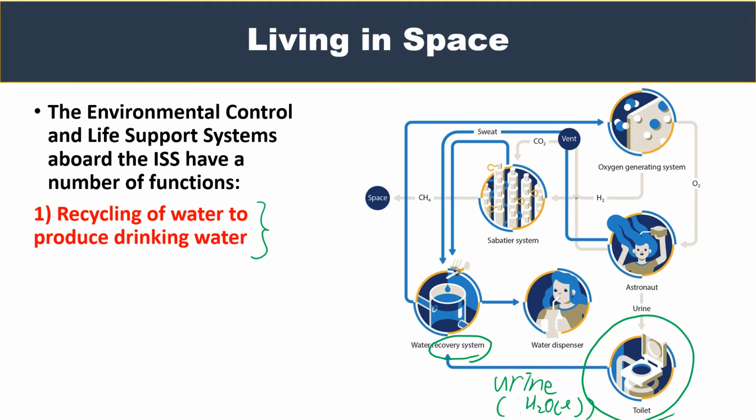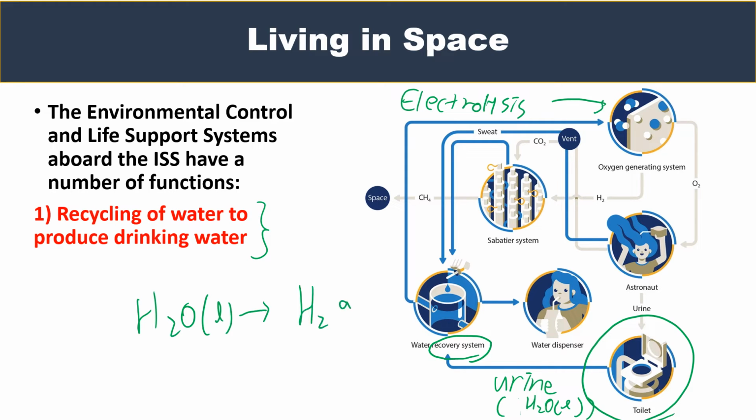From this, we separate the water using electrical energy, something that we call electrolysis, which is a fancy way of saying water is separated into hydrogen and oxygen. I want you to write this down. The ratio of that is a 2-to-1 ratio.